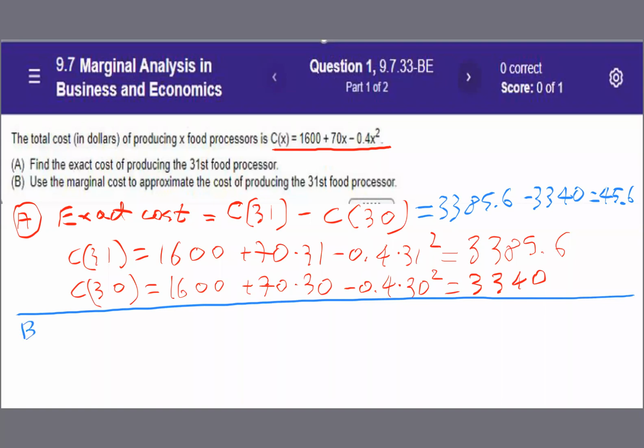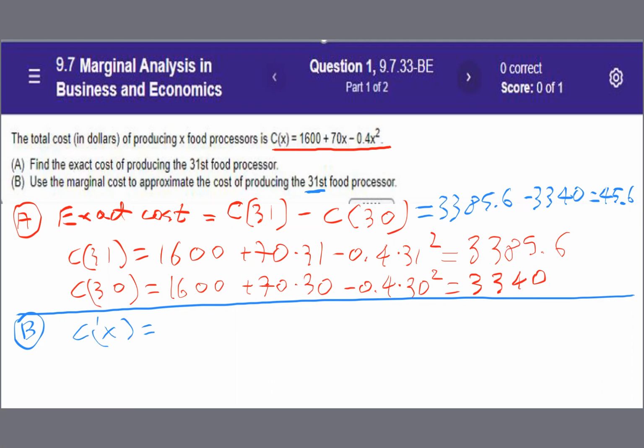On B, we're asked to find the marginal cost to approximate the cost of producing the 31st food processor. So the marginal cost actually estimates the cost of producing the next unit. So in order to find the marginal cost of producing the 31st unit, let's first find C prime of X.